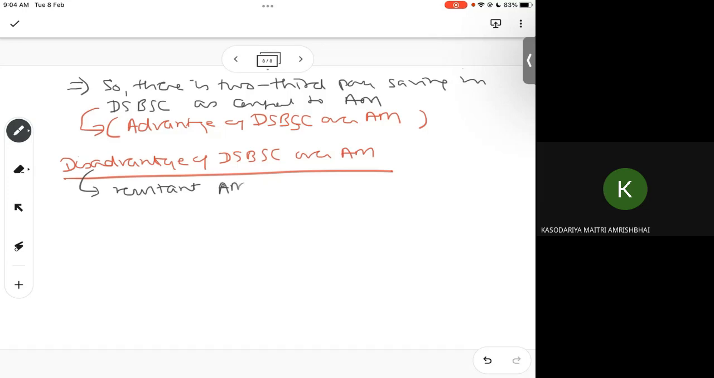AM envelope, the envelope that we have got is not a faithful reproduction. As I told you, faithful is a very important word which we use in communication. We say Wi-Fi, wireless fidelity, hi-fi, high fidelity. Earlier we used to say hi-fi. So fidelity means the faithful reproduction of your original signal.